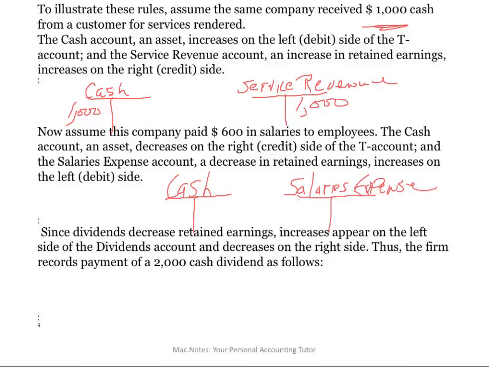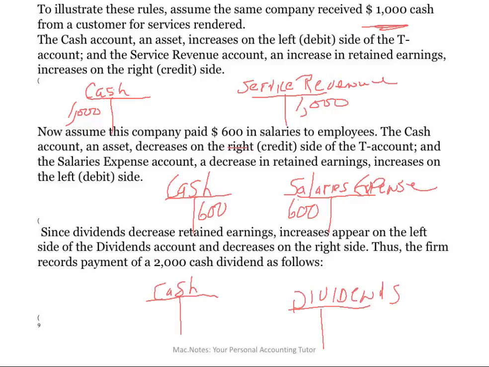Now let's assume the company paid $600 in salaries to their employees. Okay. Salary expense increases, so that's on the debit side. All expenses are debit. And I paid cash, so that's the credit side. And that's simply how I record that business transaction.